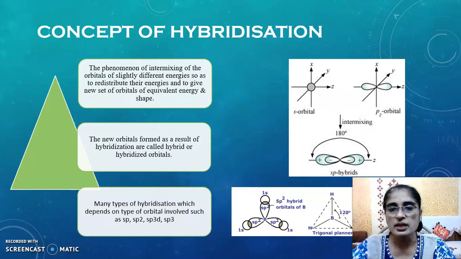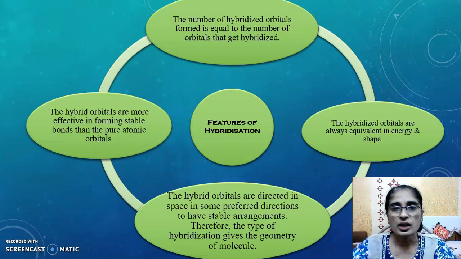The second example is where the central atom is boron, which undergoes sp2 hybridization. In BH3, due to the sp2 hybridization, 3 hybrid orbitals of boron participate with the 1s orbital of the hydrogen atoms, resulting in the formation of 3 bonds with 3 hydrogen atoms, and the geometry will be trigonal planar.